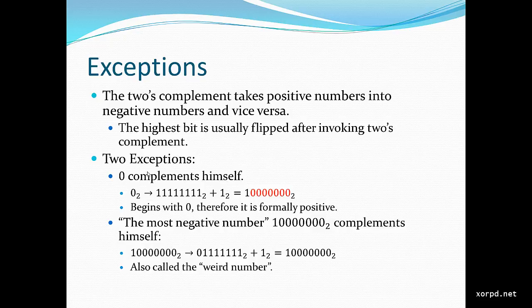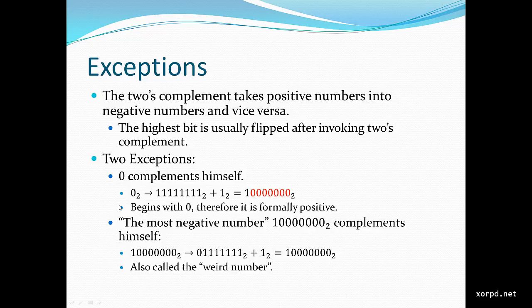This is pretty interesting. For example, in the world of 8 bits, when we flip all the bits in 0, we are going to get this number because every 0 is flipped into 1. And then we just finally add 1 and we get this result. As we only consider the lowest 8 bits, we get again 0. So 0 turns into 0 when we invoke the 2's complement.